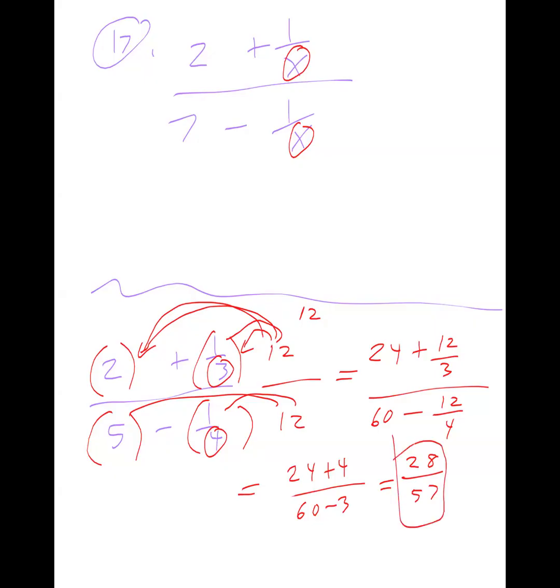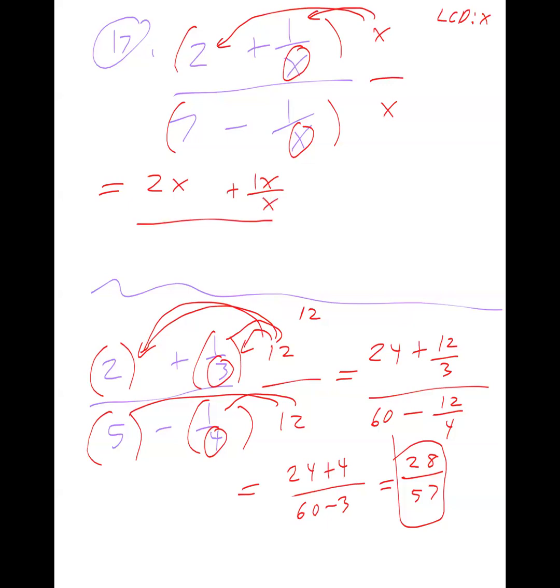So let's use the same strategy on this. Somebody already mentioned that the LCD of the top problem is x. So we're going to multiply the top times x divided by x. What do you get if you do x times 2? You get 2x. What if you have 1 over x times x? You get 1x over x, right? And then what do you do if you distribute the x to the bottom? You get x times 7, that's 7x minus 1x over x.